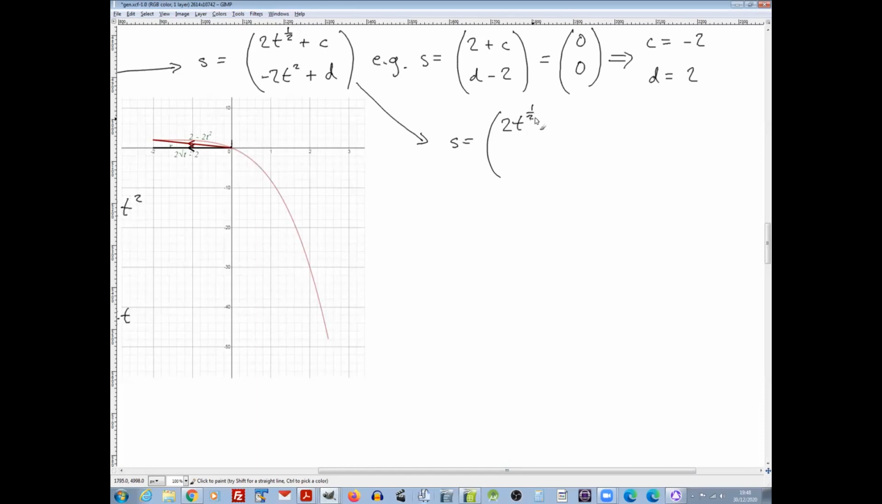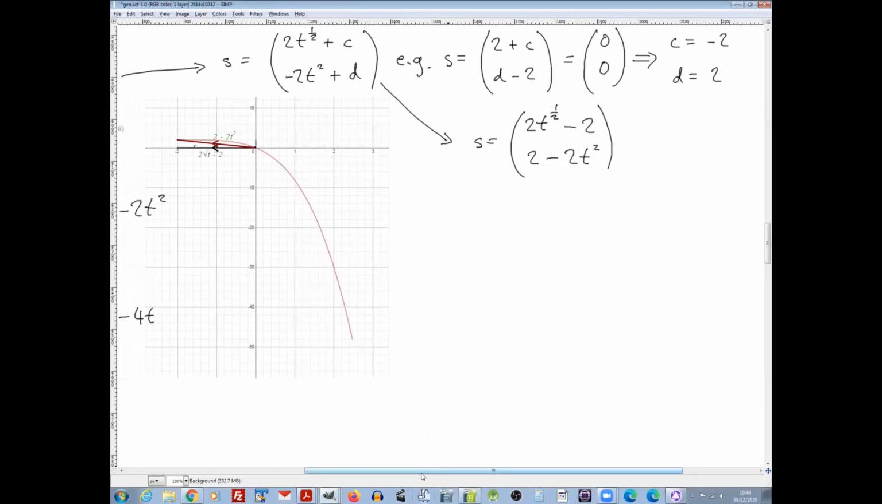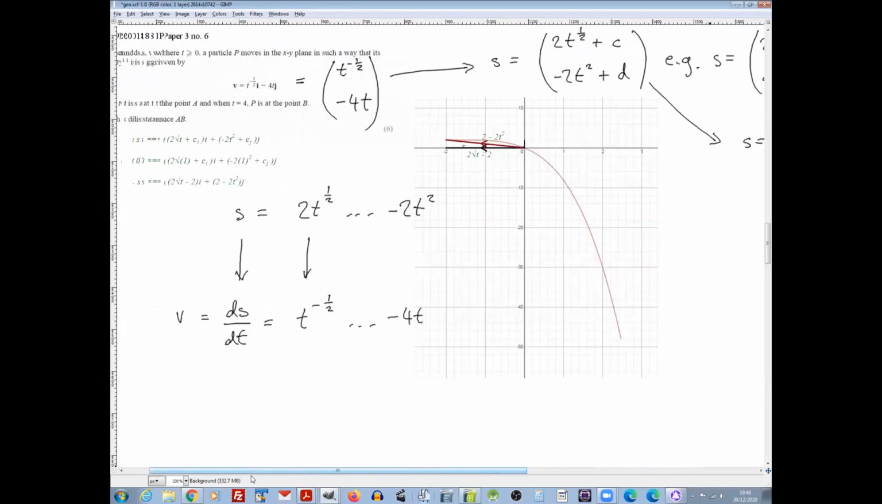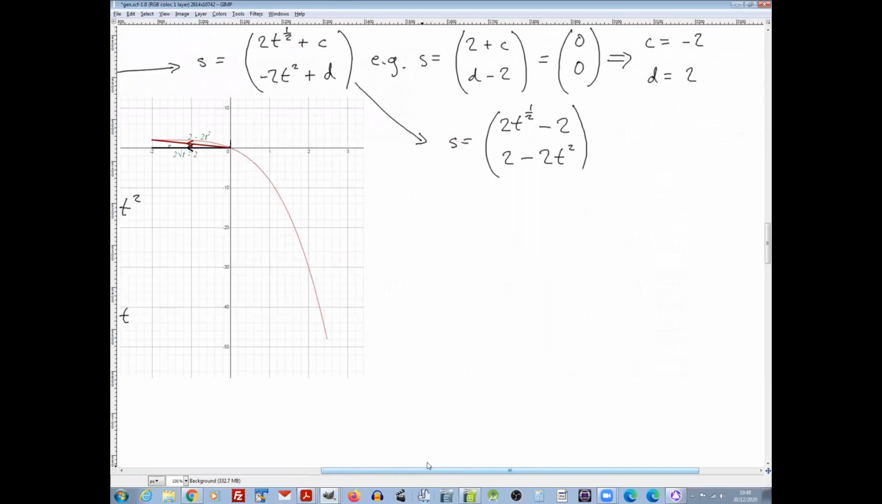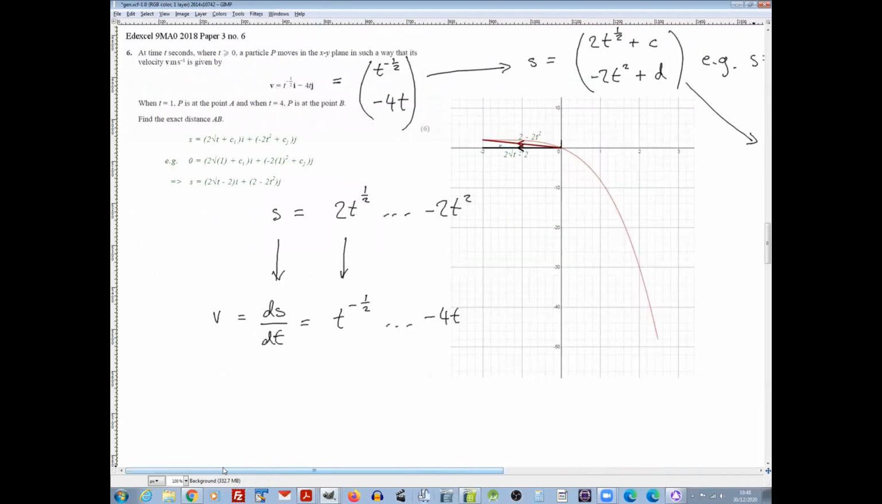2t to the half, plus, or rather minus 2, sorry. And then this is 2 minus 2t squared. Yep. That's probably the best way to do this problem, I think, using column vectors. And now we can find the exact distance AB, which is just its distance from the origin at t equals 4. So we just do the same thing with t. We just put t as 4 now.